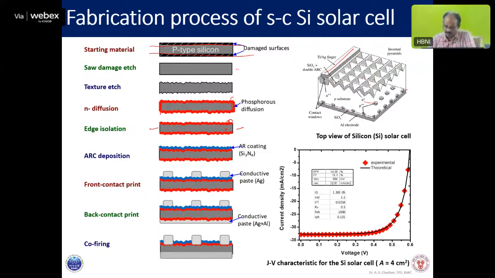And this is the typical JV characteristic of a solar cell, which has an area of 4 centimeters square. J means the current density, which is the current per centimeter square.